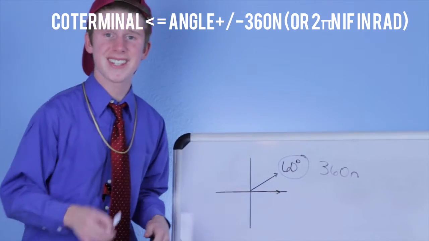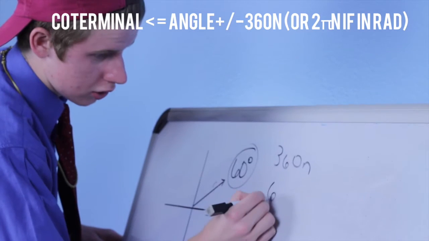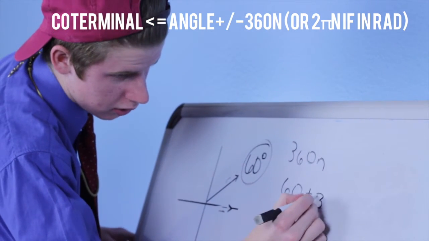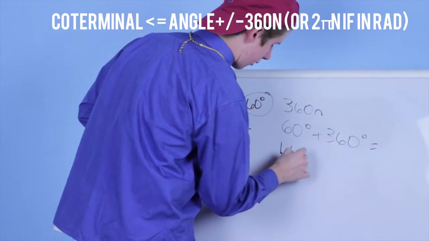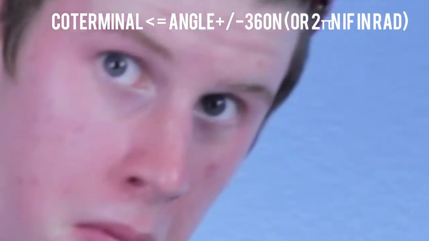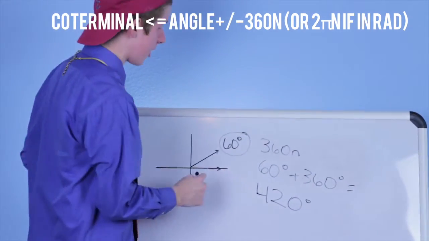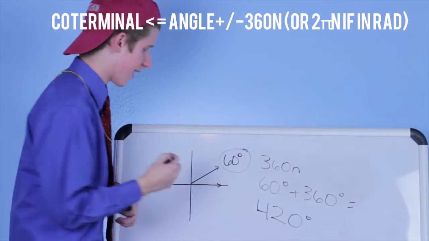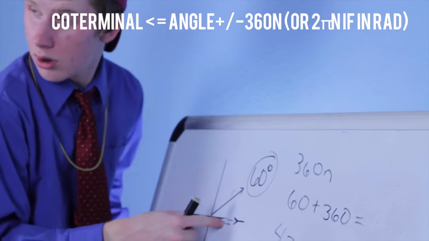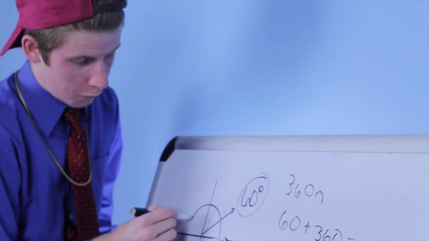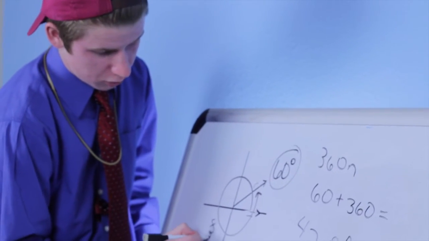For example, to find the positive coterminal angle of 60 degrees, you're going to add 360 degrees to 60 degrees, which equals 420 degrees. This would be the positive coterminal angle for 60 degrees. Now what does this mean? This means that from your initial side, you will have to travel 420 degrees to reach the same terminal side.